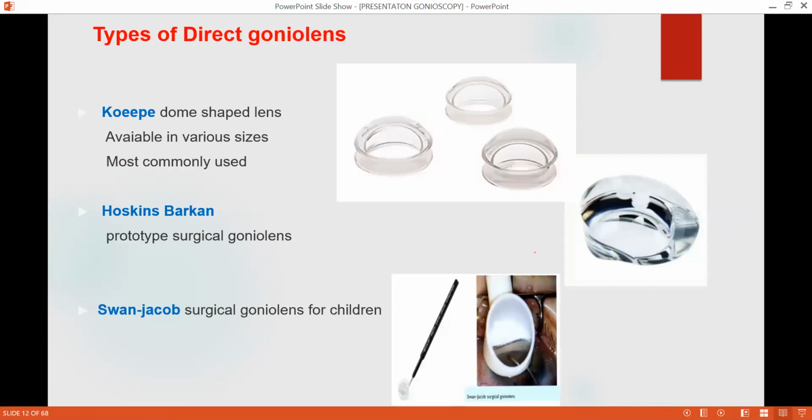There are different types of commercially available direct gonio lenses, which include the Koeppe lens. It is a prototype lens, available in different sizes, so it can be used in the pediatric as well as adult age group. Another is the Hoskins Barkan lens, a prototype surgical lens, and the Swan Jacob is also a surgical gonio lens used to perform goniotomy in congenital cataracts.